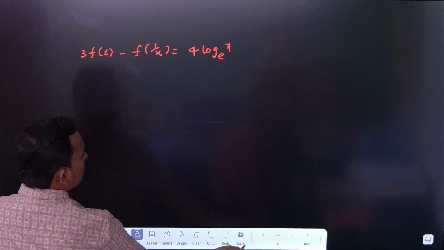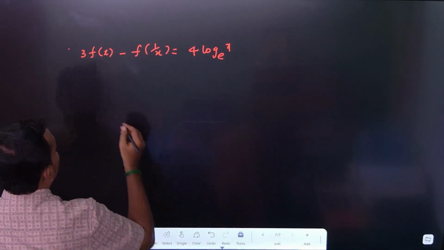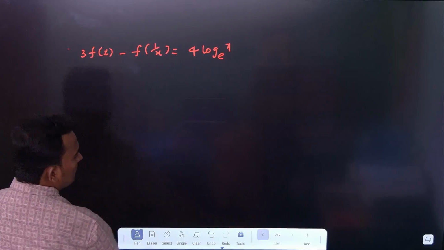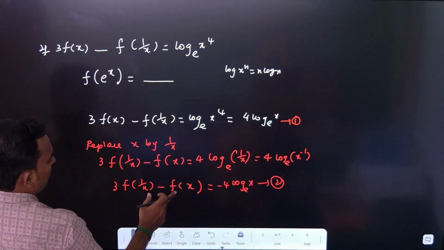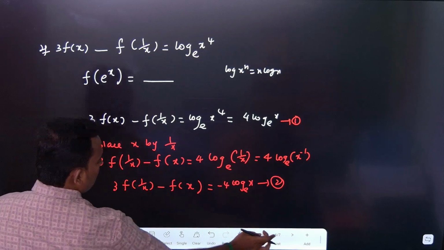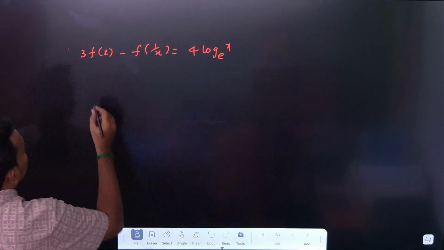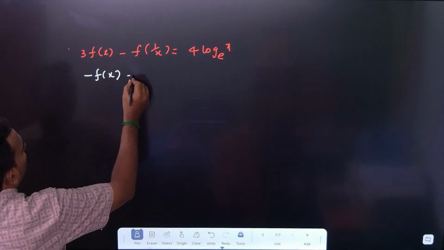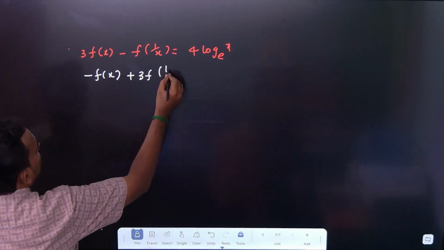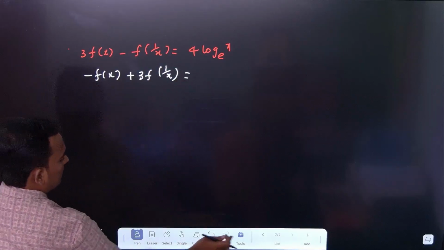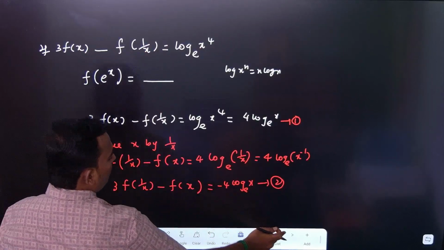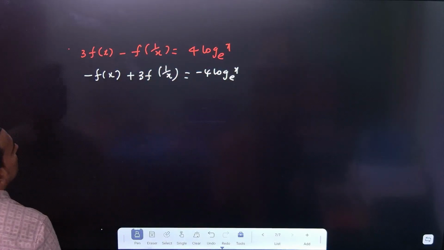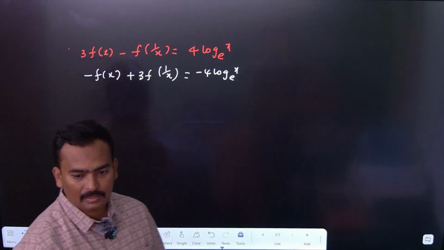What is the second equation? Second equation, you can see, just replace x by 1 by x, no? Then what will we get here? You can see here clearly. First I will write f of x, minus f of x plus 3 times f of 1 by x is equal to minus 4 times log x base e, right?